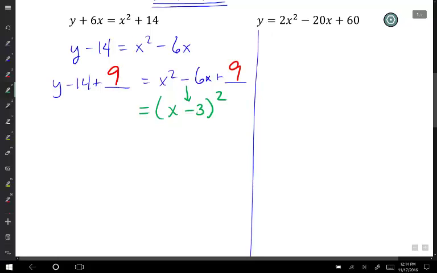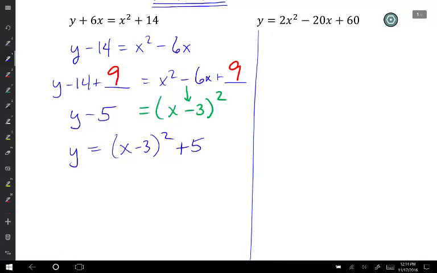Okay, and on the other side it's easy. That's y minus 5, guys? Yeah. So my final equation, y equals x minus 3 squared plus 5. I hope you realize the vertex is 3, 5. This parabola is going up. It has a minimum. The axis of symmetry is x equals 3.